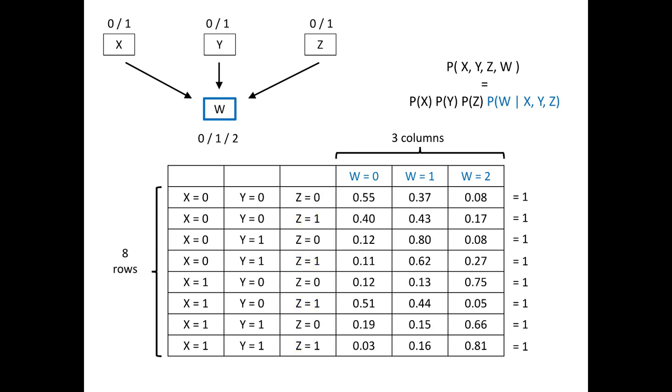To finish up, we instantiate the conditional probability table for w by setting values for the probabilities for each row, being sure that each row sums to 1.